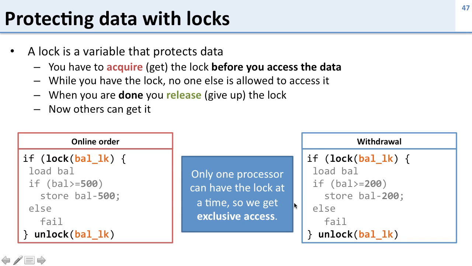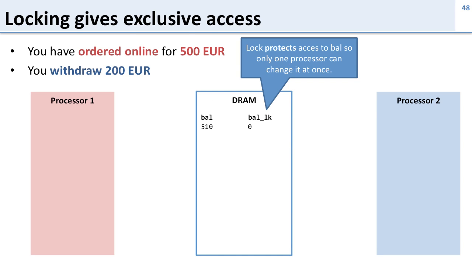Now what happens here is only one processor can have a lock at the same time, so that means only the online order or the withdrawal is going to get access to the data at a time. So they get exclusive access, one or the other, and this will prevent them from corrupting each other's data. So let's take a look at this.